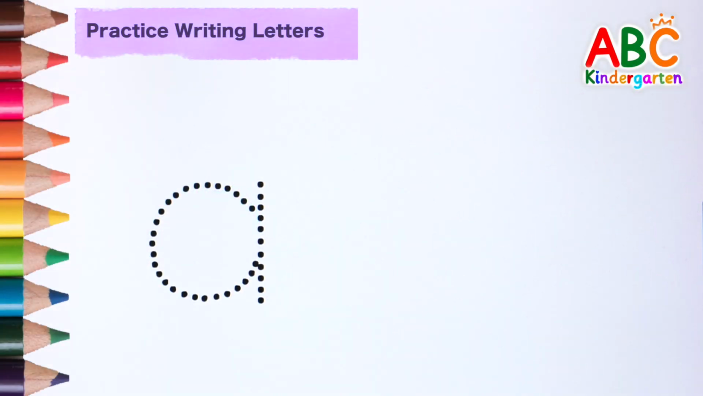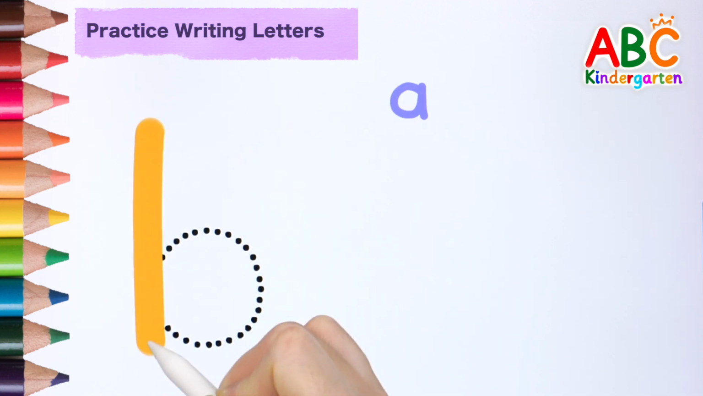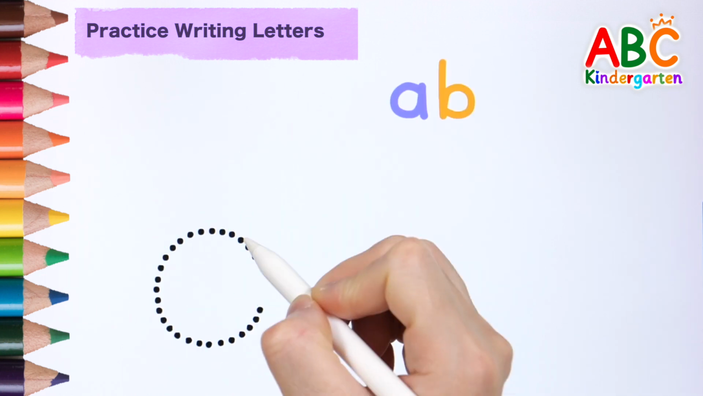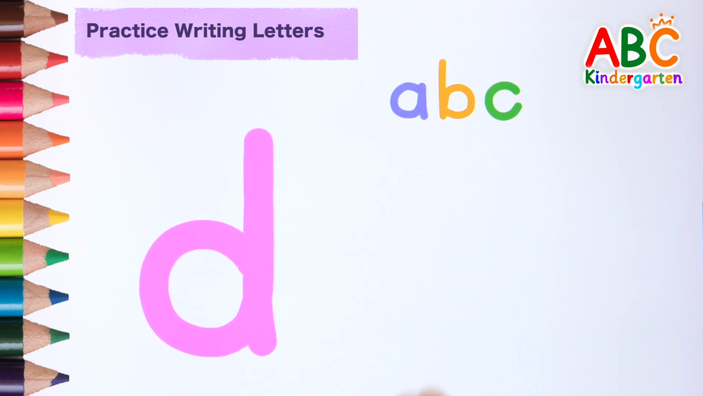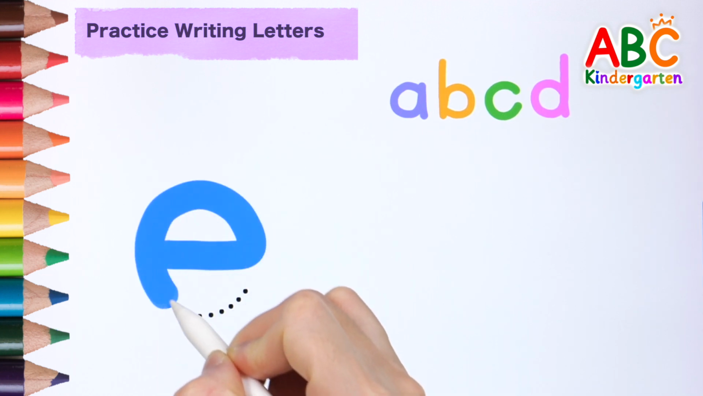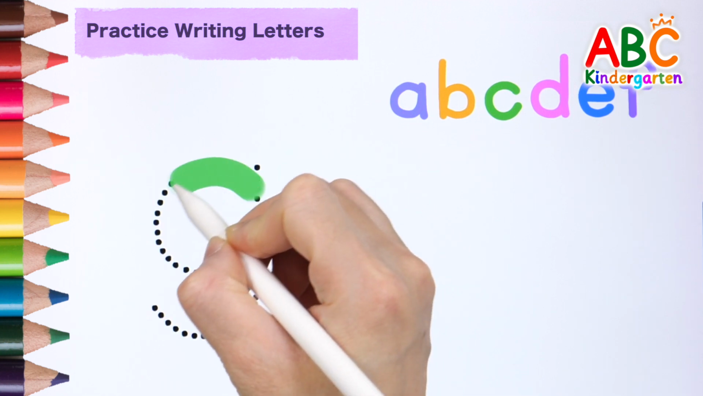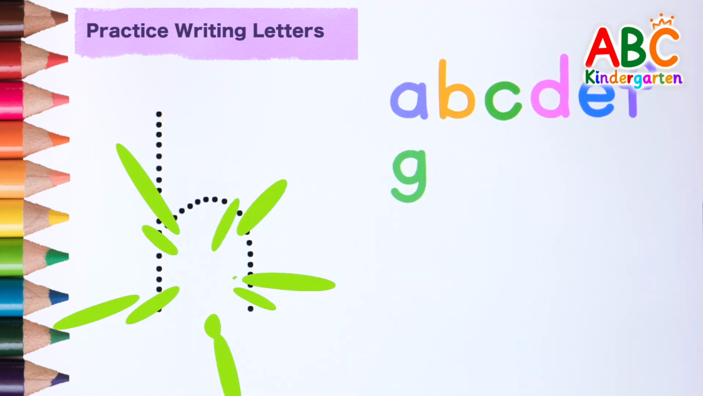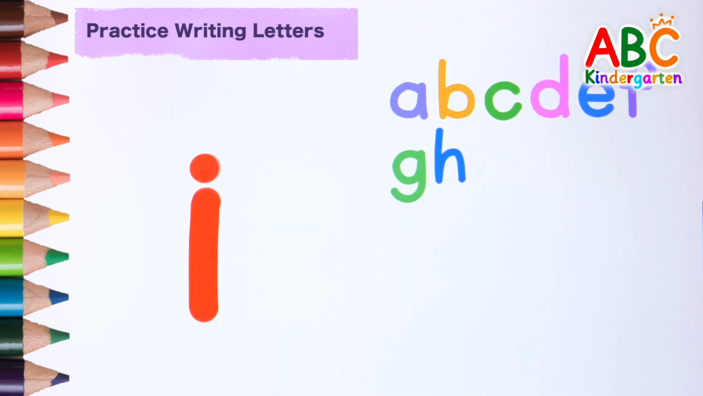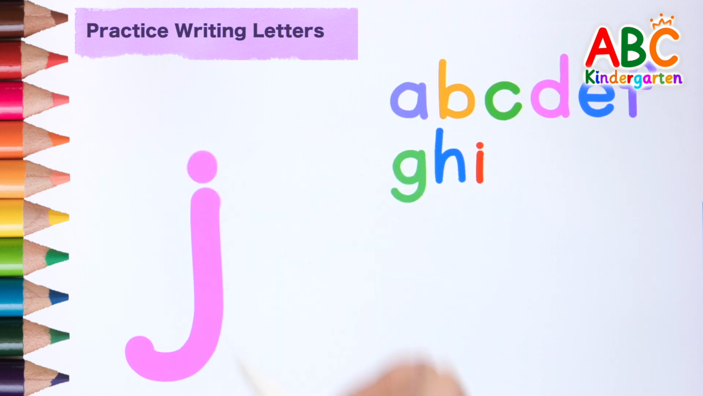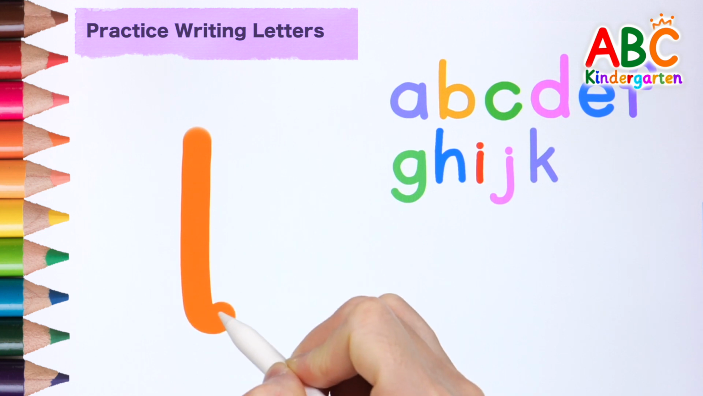Let's read it while writing the lowercase letters of the alphabet. A. Lowercase b. Lowercase c. Lowercase d. Lowercase e. Lowercase f. Lowercase g. Lowercase h. Lowercase i. Lowercase j. Lowercase k. Lowercase l.